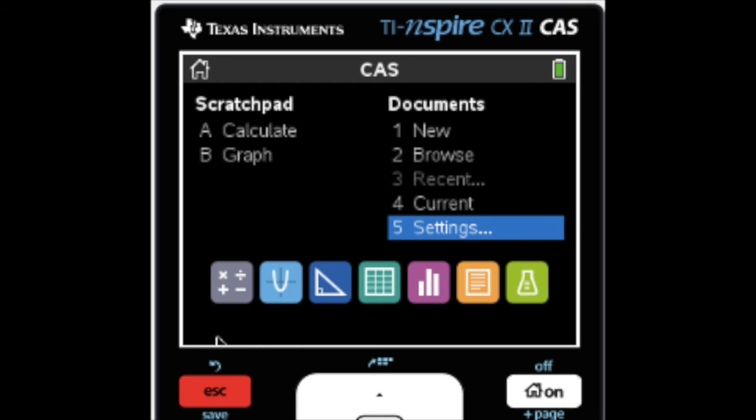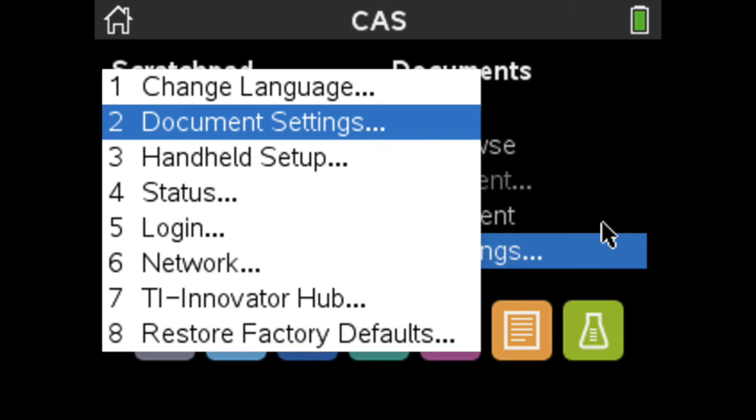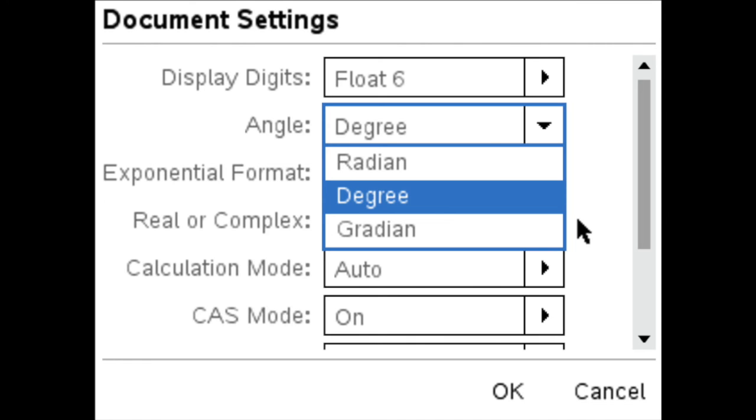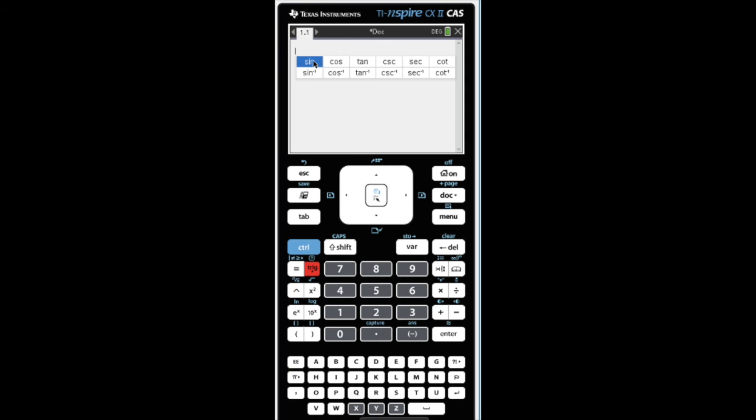So if you go to your home page by pressing that home symbol button, then you can find that there's document settings, and then you can set it into degree mode. If you've got your calculator correctly set in degree mode, then you're going to find up the very top right hand corner next to the battery symbol, it'll say DEG. If it says RAD, it means you're in radian mode.